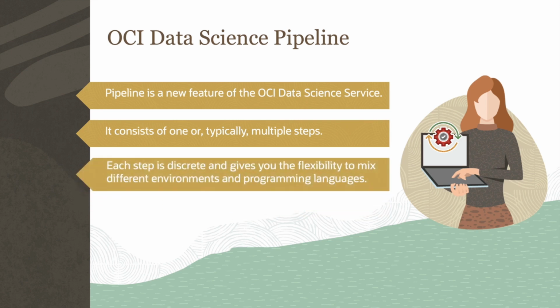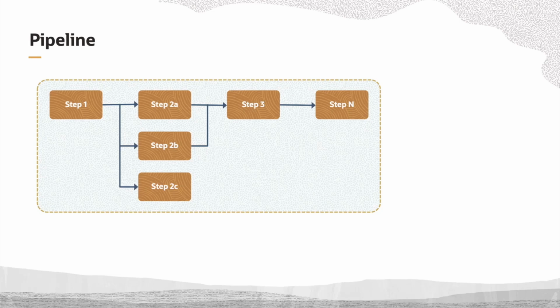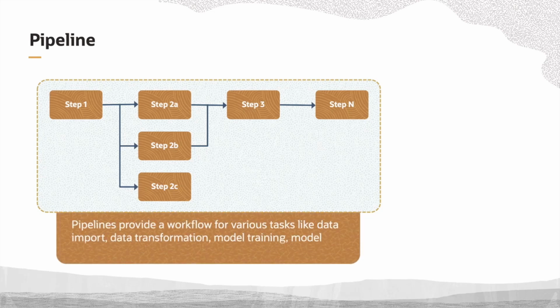Each step is discrete and gives you the flexibility to mix different environments and programming languages. So, for example, if we want to use Python for data processing and Java for model training, we can do that in a single pipeline. Steps can have dependencies on other steps to create a workflow, so some of the steps could be executed in sequence, and some could be executed in parallel. There is a pictorial depiction of a pipeline. We see that the pipeline consists of multiple steps. For example, step 1 could be data processing. Steps 2A, 2B, and 2C could be model training.